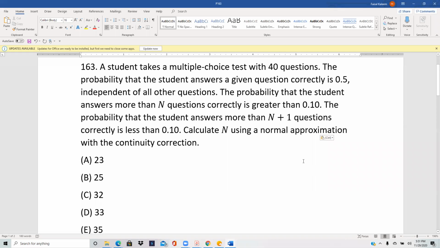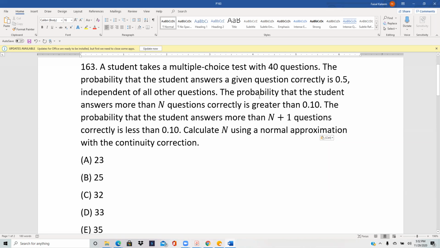A student takes a multiple choice test with 40 questions. The probability that the student answers a question correctly is 0.5. The probability that the student answers more than n questions correctly is greater than 0.1. The probability that the student answers more than n plus 1 questions correctly is less than 0.1. Calculate n using normal approximation with continuity correction.